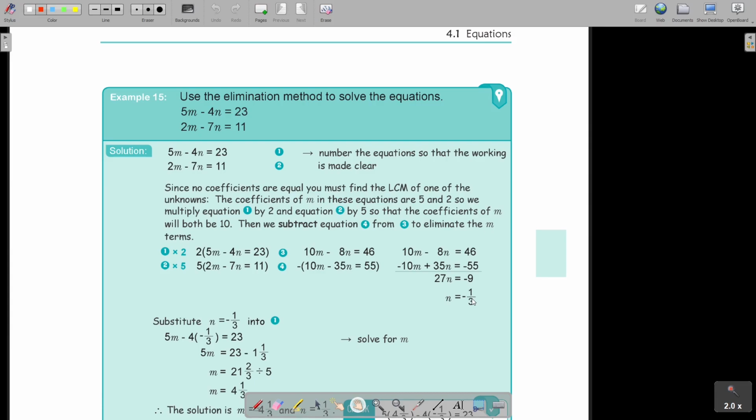And then you must solve them. You have two equations also, and you must find both values of m and n. Now, there's a method of substitution, but if you can, you will always try to start with elimination. Okay, so let's start with elimination.